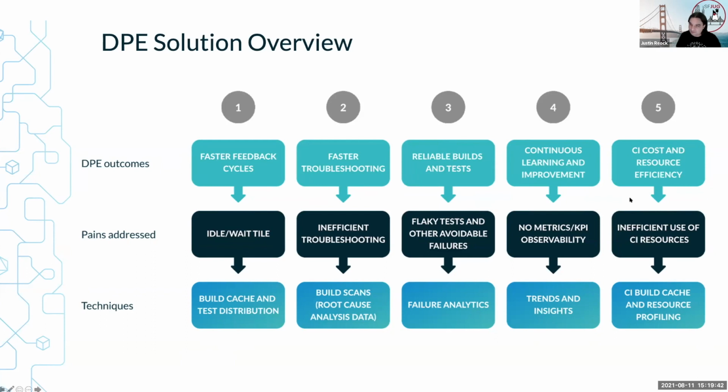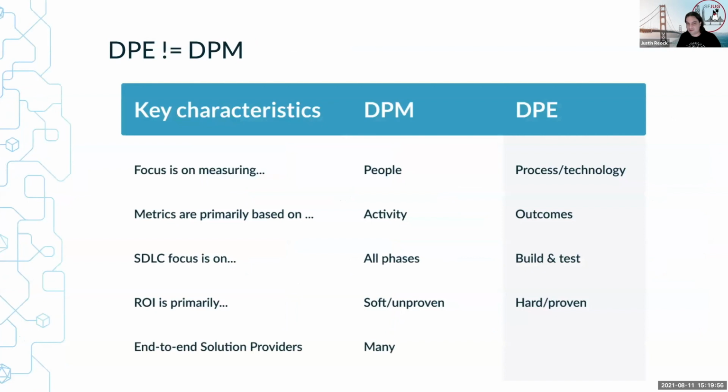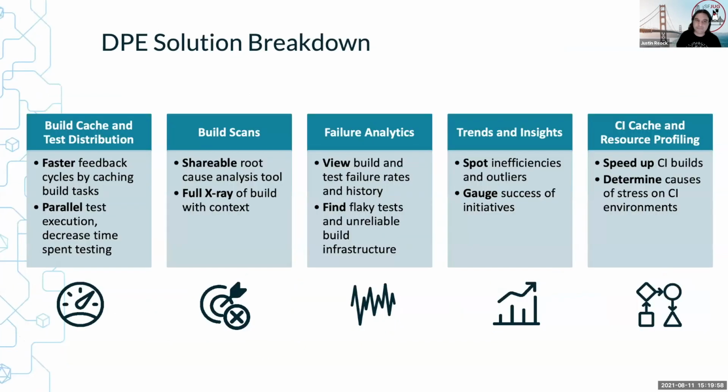So inefficient use of CI resources, we want to be able to have efficient use of that, and so we recommend profiling all of the build resources and the impact of the build system that's had across the dev organization. Okay. To break the solutions down a little further, a little bit more technically speaking, the build cache and test distribution: faster feedback cycles by caching individual tasks in a single build.